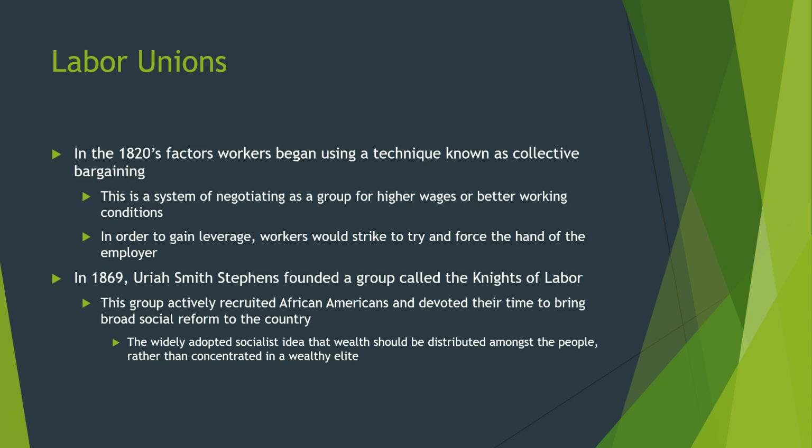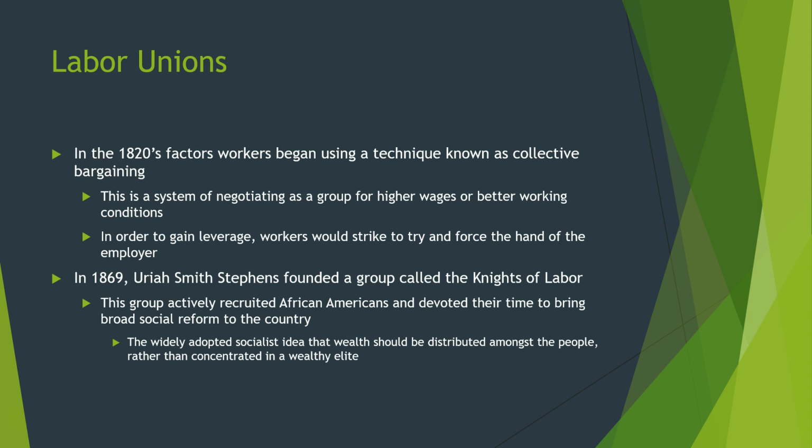So this is when we see the rise of the labor unions. In the 1820s, factory workers used a technique referred to as collective bargaining, and this is when we really first start to see this. This is a system of negotiating as a group for higher wages or better working conditions. In order to gain leverage, workers would strike and try to force the hand of the employer. The idea is, yes, I might be losing wages in the short term by striking, but in the long term, I'm going to force the employer to pay me more money, to give me better working conditions, and things like that.